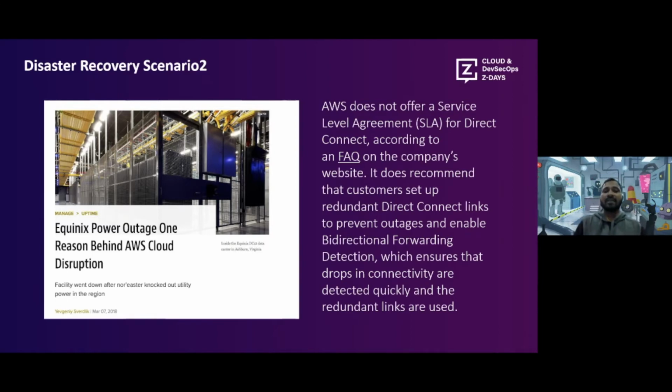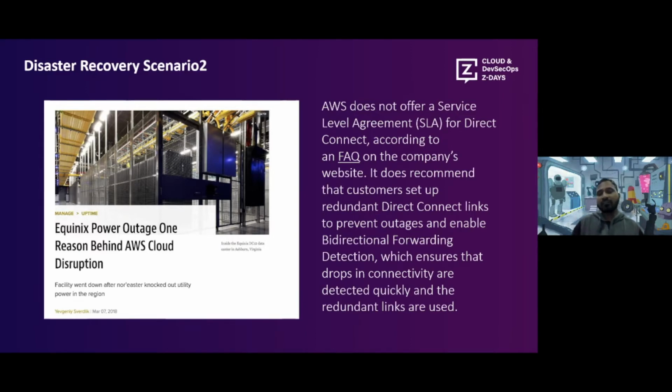There is an FAQ which says something like this: AWS does not offer a service level agreement for Direct Connect. According to the FAQ, it asks customers to have redundant Direct Connect links to prevent outages and to enable bidirectional forwarding detection. This ensures drops in connectivity are detected quickly.